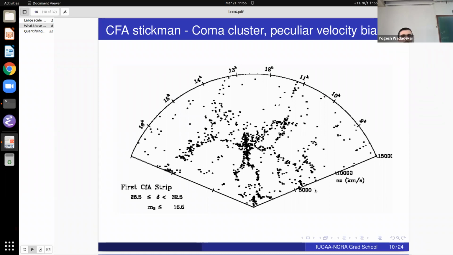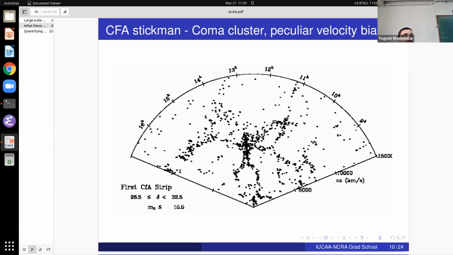Okay, and this particular structure looks like a man with one leg here and one leg here. So this is called the stick man, the CfA stick man. Initially, people thought, what is this? Why is there a structure that's aligned perfectly in the radial direction? Is there something special going on here?